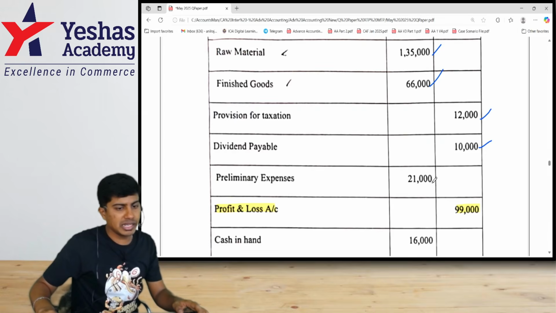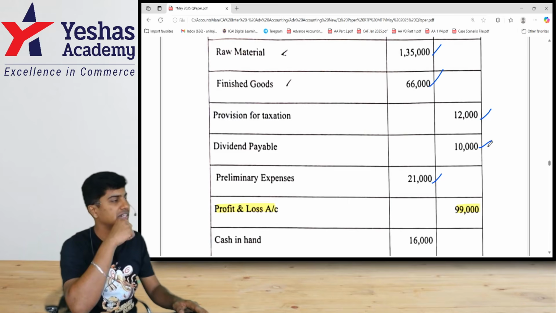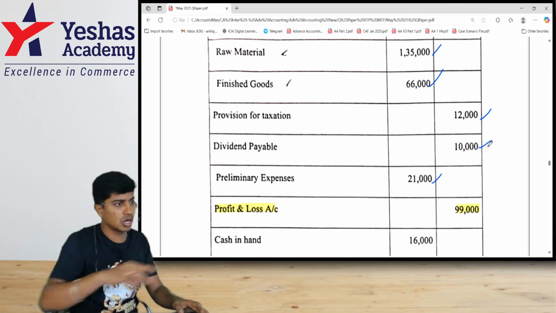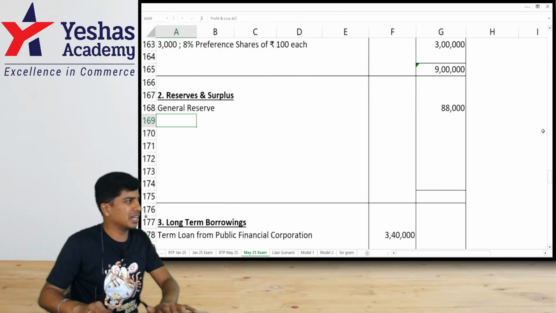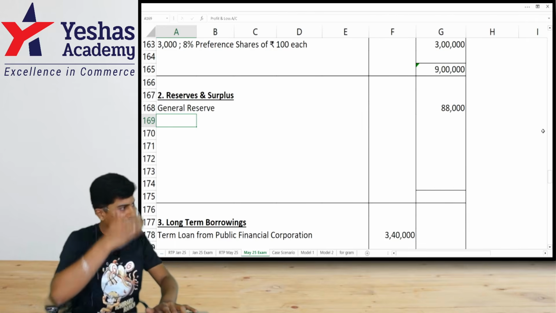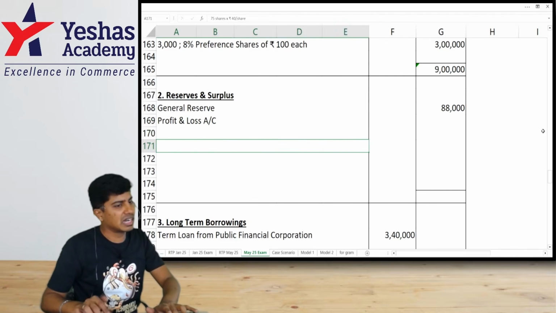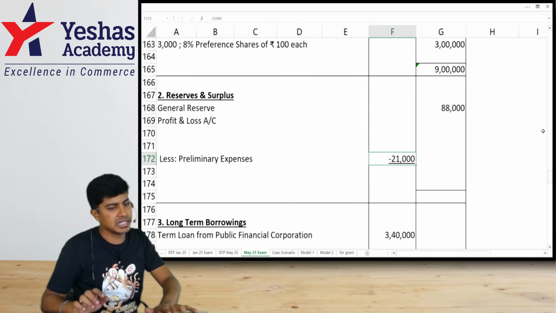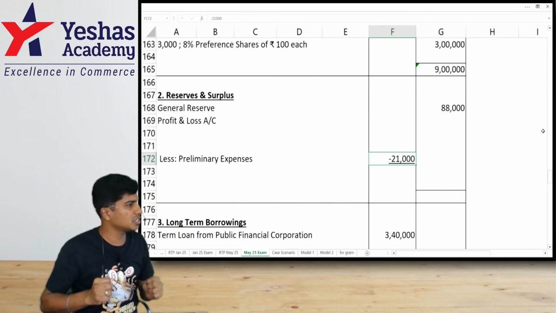Then after that, preliminary expenses of 21,000. For preliminary expense of 21,000, there is no space on the asset side. It's appearing on the debit side in the trial balance. This has to be adjusted from reserves and surplus in our notes to accounts. In my reserves and surplus, general reserve I can deduct, but I would better write it off against P&L. I'll write P&L and I will write less preliminary expenses to the extent of 21,000 in the inner column. I hope everyone understood this.